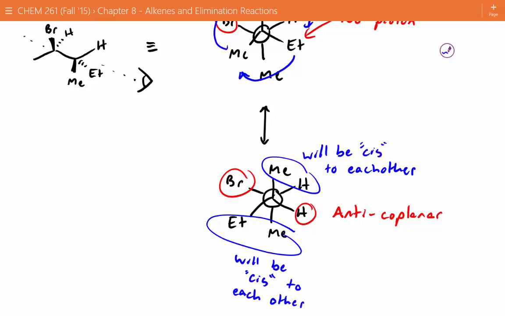All right, I think that's where we're going to leave off today, but tomorrow when we come back, we're going to talk a lot more about the stereochemistry and the regiochemistry in these reactions in even more detail. Not to scare you guys, but there's more involved here than what I'm showing you.